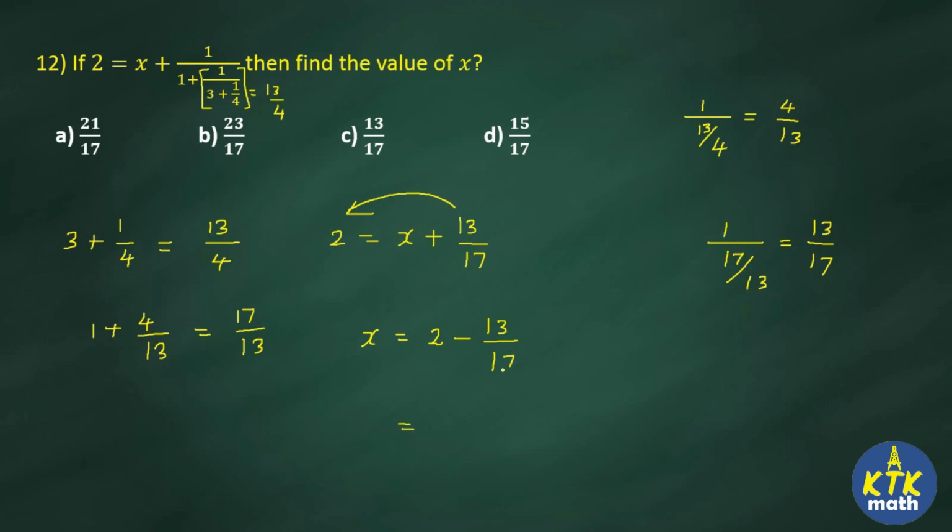Now again you can solve this in a simple way. 17 2s are what? 34 minus 13 by 17. So what is 34 minus 13? Just subtract, 21 by 17. So the answer for your last question is 21 by 17.